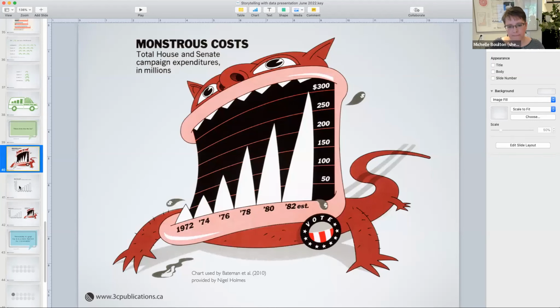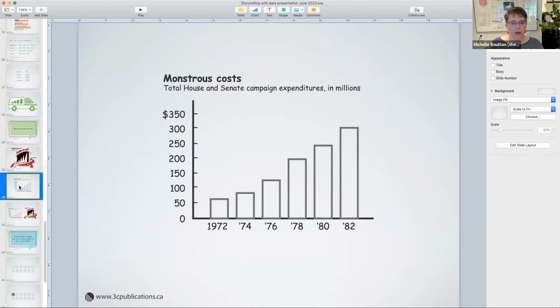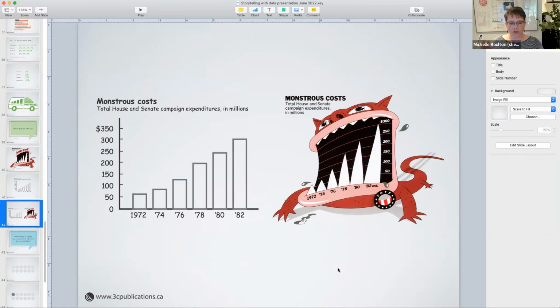So here we have the same data pulled out and presented in much the same way. We've even left the rectangles empty so that they look more like the other chart. And now if we take a look at the two of them side by side, you can see that while the monstrous guy is really attractive and visual, the data itself is much easier to understand in a more simple and straightforward presentation.